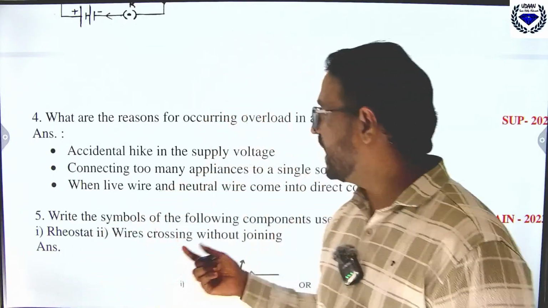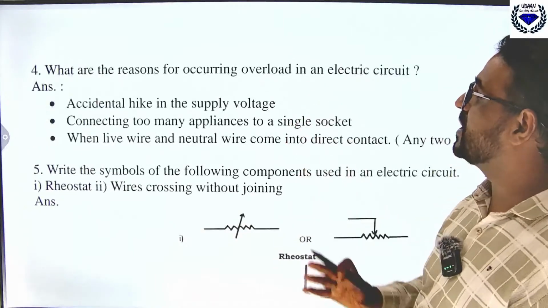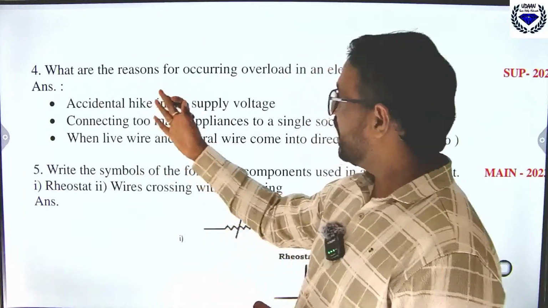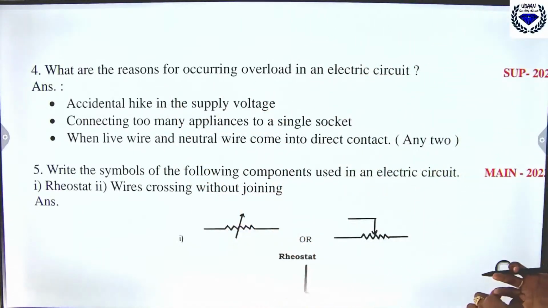Then coming to the next, what are the reasons for overload occurring? See the question. So here, what are the reasons for overload occurring in an electric circuit?